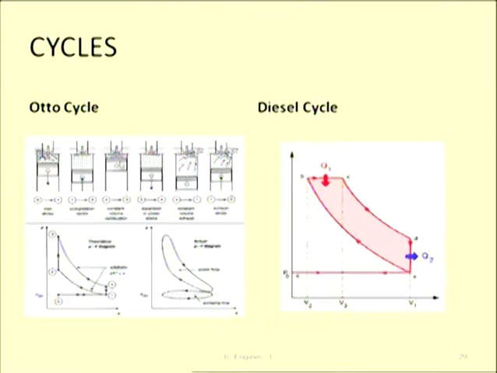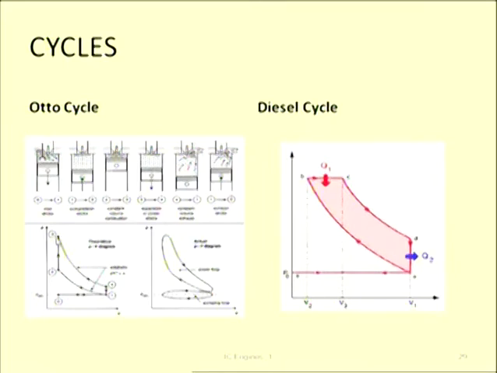So in the Otto cycle, the spark will ignite and the combustion process will take place. The heat addition process in the Otto cycle happens at constant volume. So the 1 to 2 process is a heat addition process at constant volume. Now 3 to 4 is the power stroke.